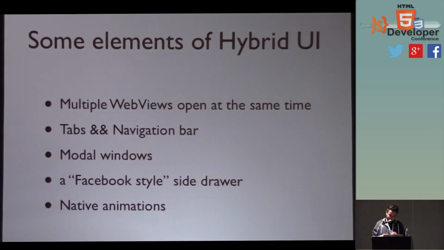Then some of the elements of hybrid UI might be, in addition to multiple web views and tabs, the modal windows that come on top of the application and on top of the tabs. And then a Facebook-style drawer, meaning that you can slide it from the left side or right side. And then, of course, native animations that perform way better than CSS3 animations.